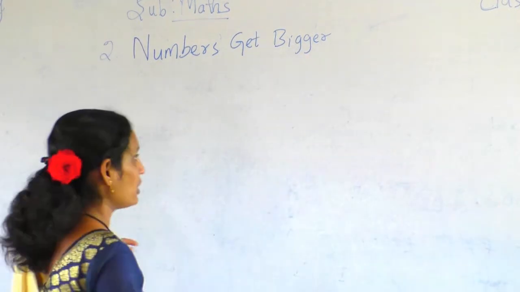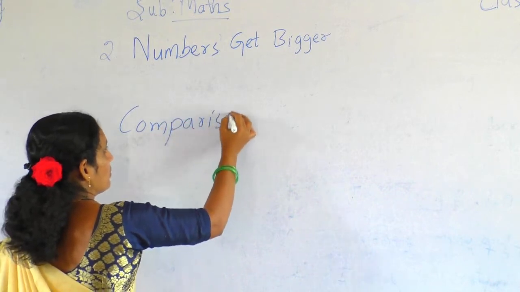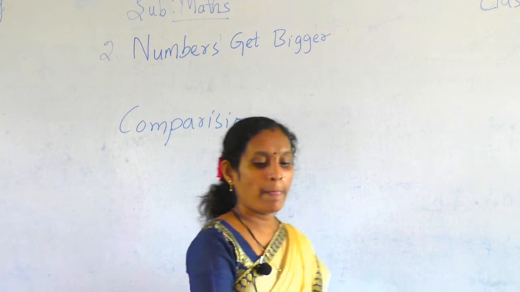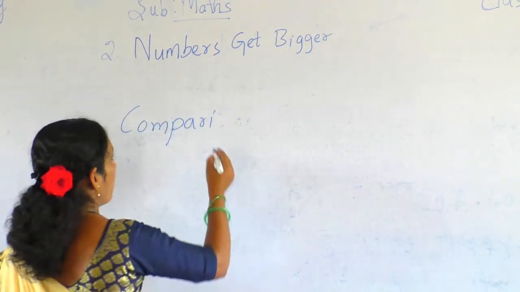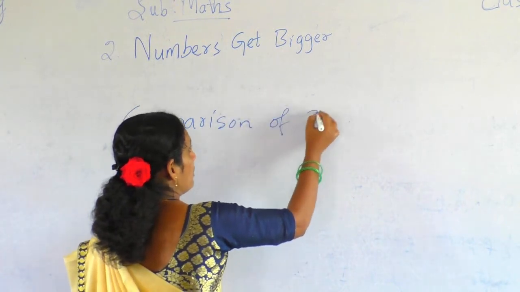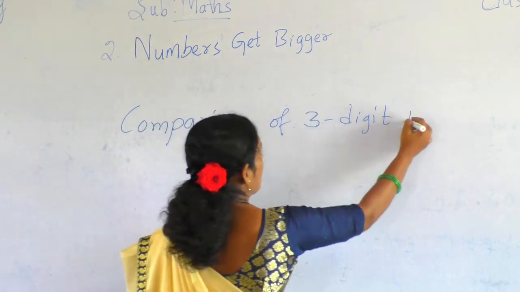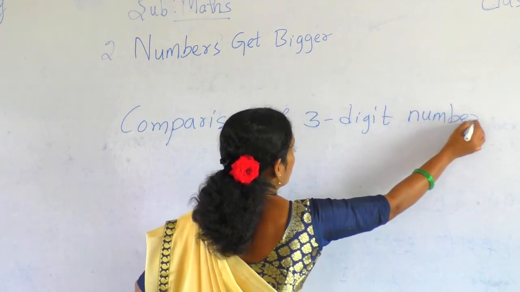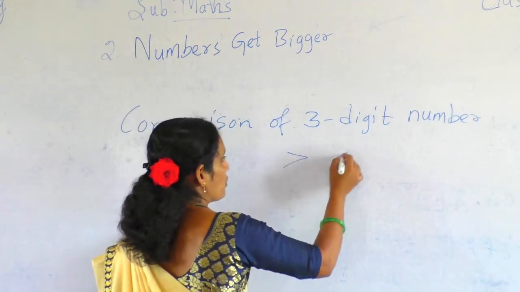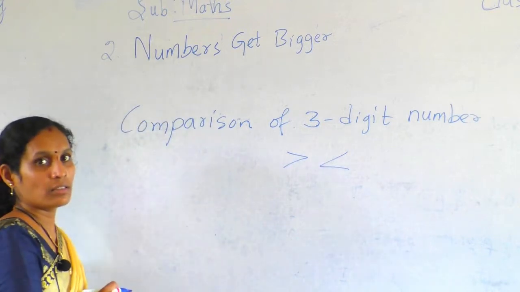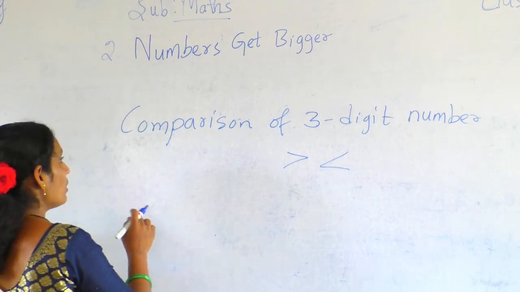Now I will teach you comparison of 3-digit numbers. Comparison means we have to use the greater and smaller signs.